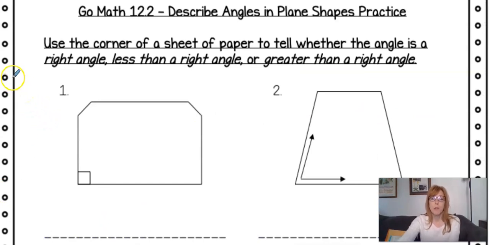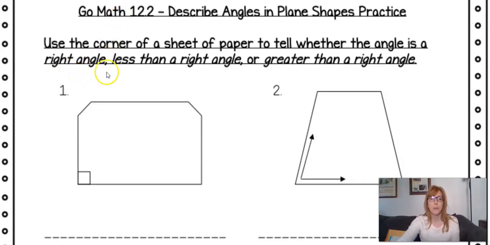to Chapter 12.2. Hopefully you still have that notebook or a piece of paper and a pencil so you can do this on your notebook as we go through it together. You just need to write down the answer so you can really challenge yourself during this review. So it says, describe angles in plane shapes practice. So use the corner of a sheet of paper to tell whether the angle is a right angle, less than a right angle, or greater than a right angle.